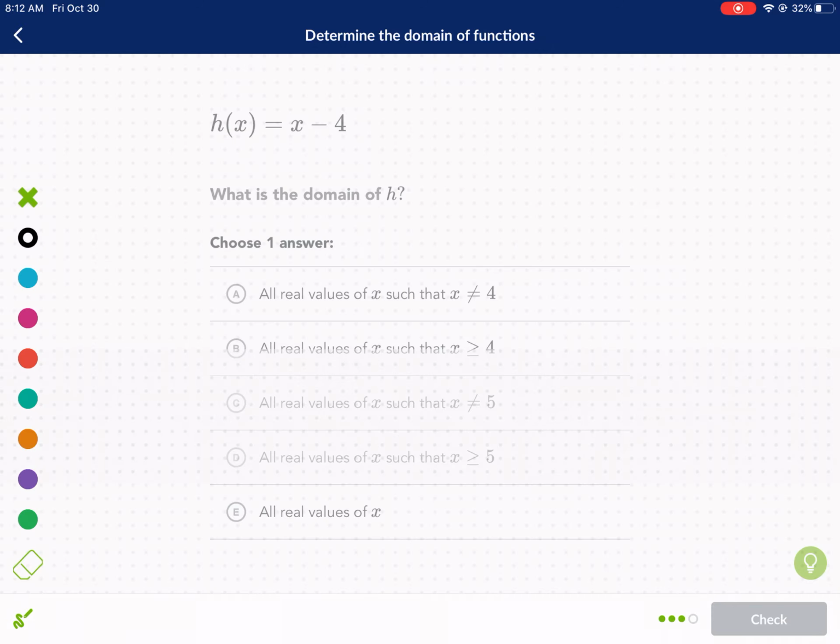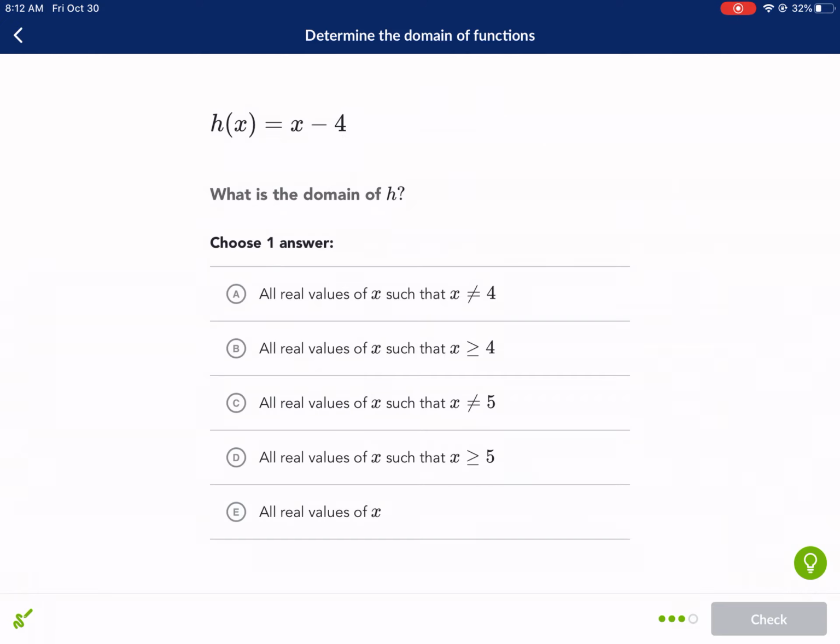Okay, let's take a look at this situation. Do we have 1 over x? No, we do not. Okay, we don't have to worry about that. That's not the situation. What about the square root of x? Anything with a square root? No, we do not. Okay, so guess what? It's all real values. Nothing to worry about there.